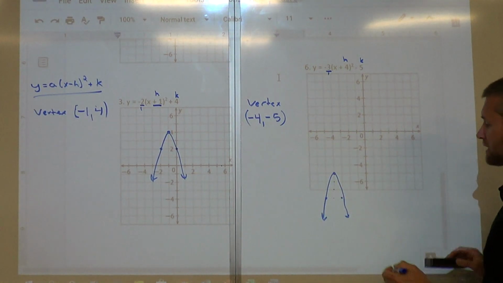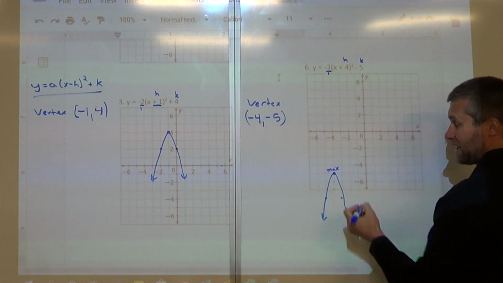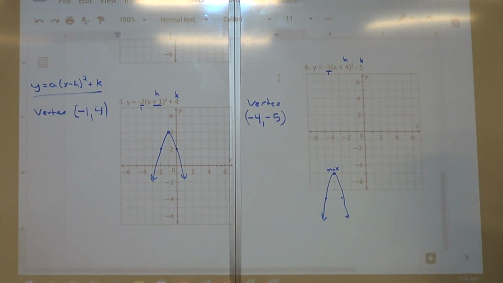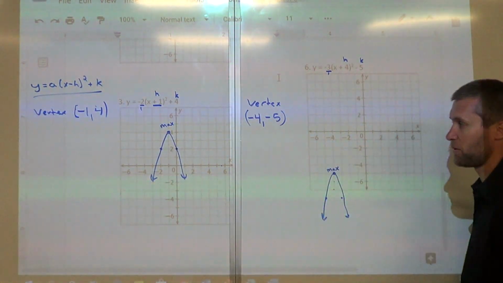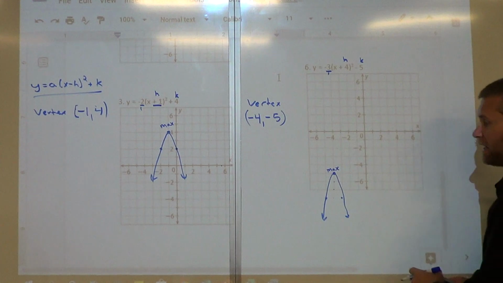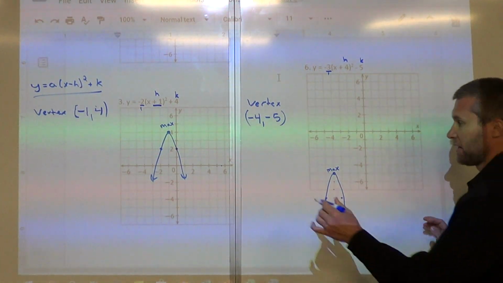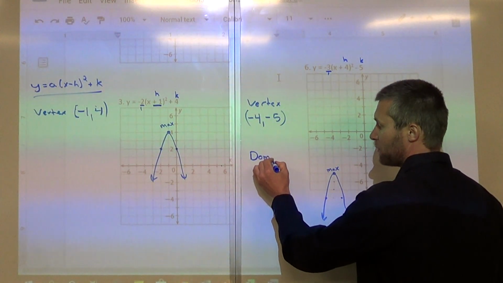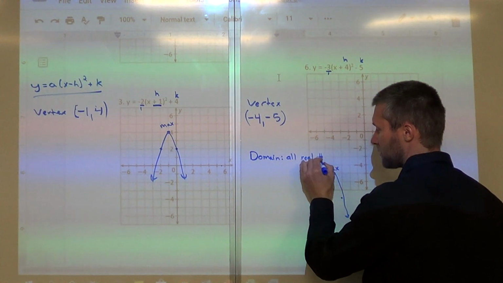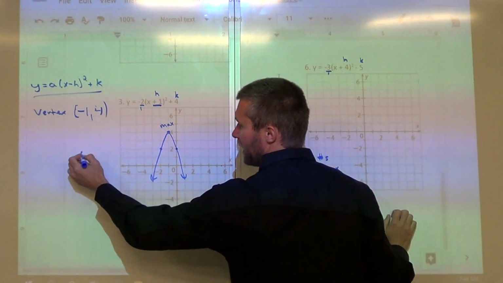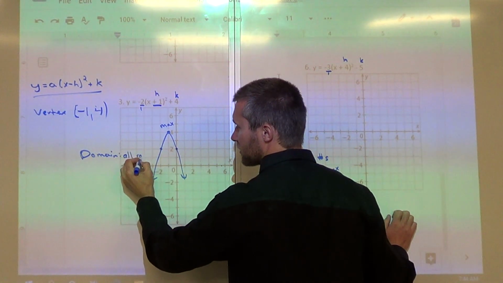Now, one thing I forgot to tell you, this graph opens down, so this right here is the maximum. It's a hill. That's the highest it gets. Same thing here. This is a maximum value. That's the highest my graph will ever get. Next, my domain. They form a parabola, so they're always going right and left. So for both of these, my domain is all real numbers. Domain, because the graph opens left and right, all real numbers.